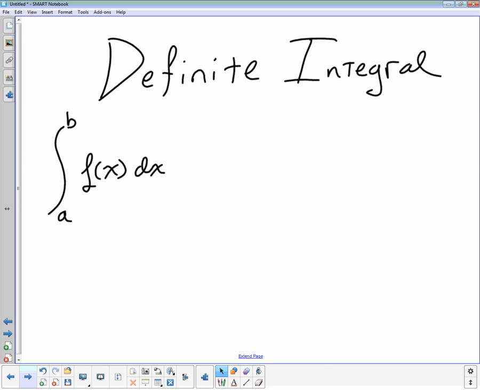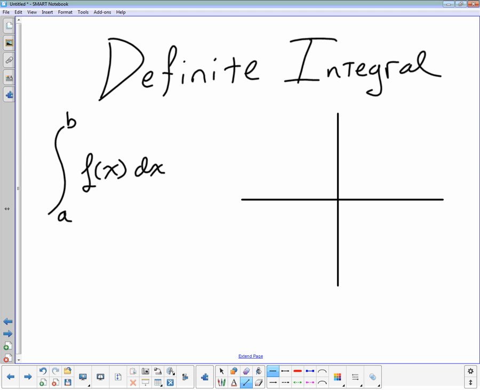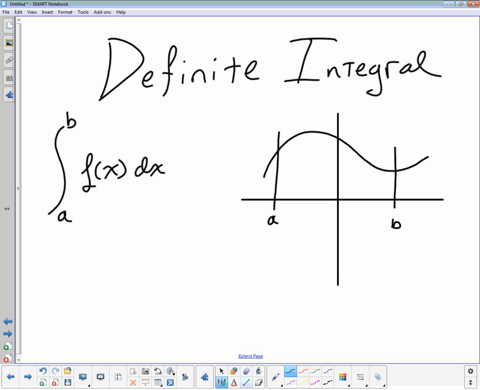So if I have some function that is defined and differentiable over an interval, whatever that is, I'm going to say that that's where my a is, and that's where my b is. Well, if I were to integrate this, what I'm doing is I'm looking for the area underneath this curve.